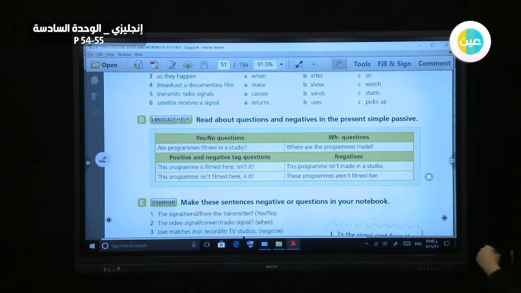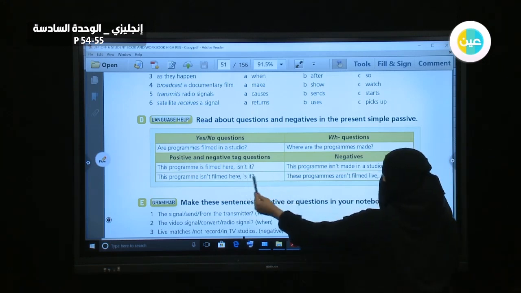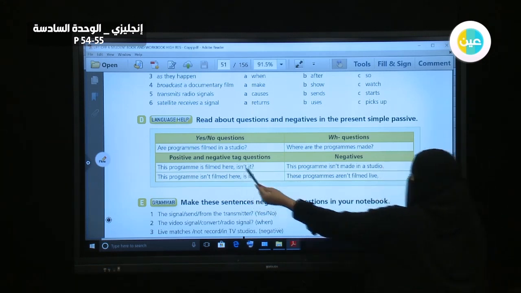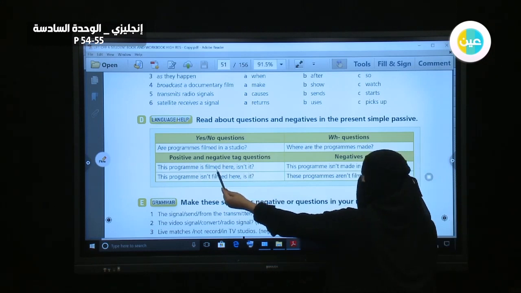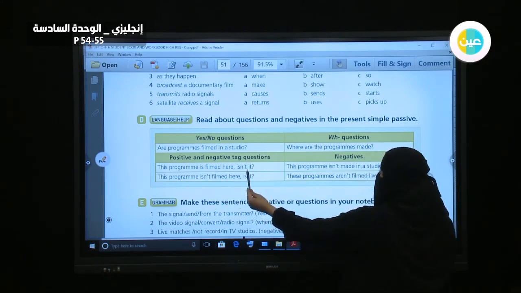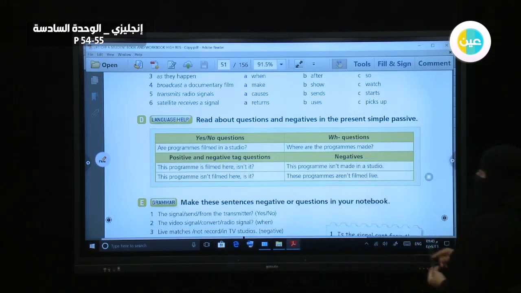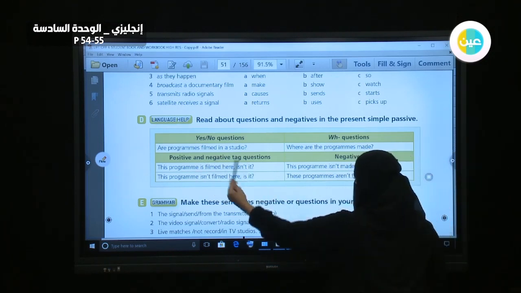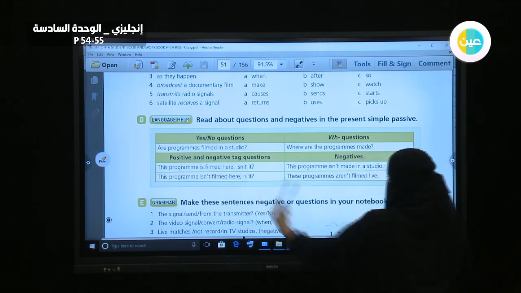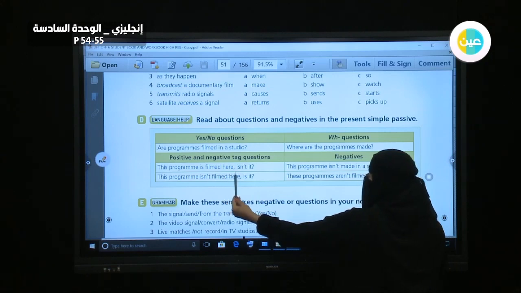Okay, we have now positive and negative tag questions. First, what does it mean, tag questions? A tag question is a small question. We use it at the end of the sentence. If the sentence is positive, the tag question will be negative. If the sentence or the structure is negative, the tag question is positive. So we have here a positive sentence: this program is filmed here. The tag question will be isn't it, so it's negative. And we use the same auxiliary verb, is. Okay? So, this program is filmed here, isn't it?